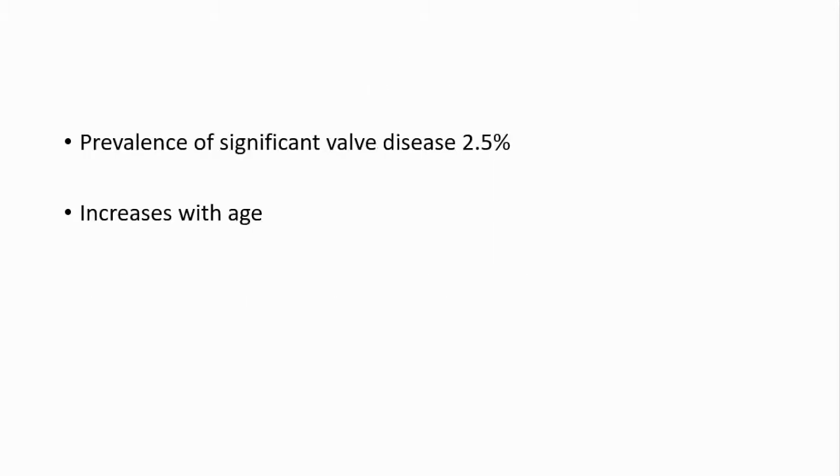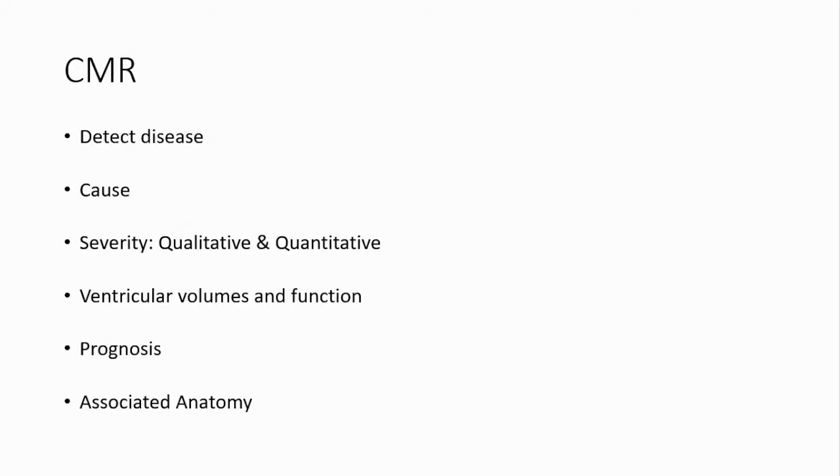Available data from the Western world shows that the prevalence of significant valve disease is about 2.5%, and it is seen to increase with increasing age. Cardiac MRI not only detects valvular heart disease and which valve it affects, but also further characterizes whether stenotic or regurgitant or a mixed lesion, and helps to determine its severity along with the possible cause.